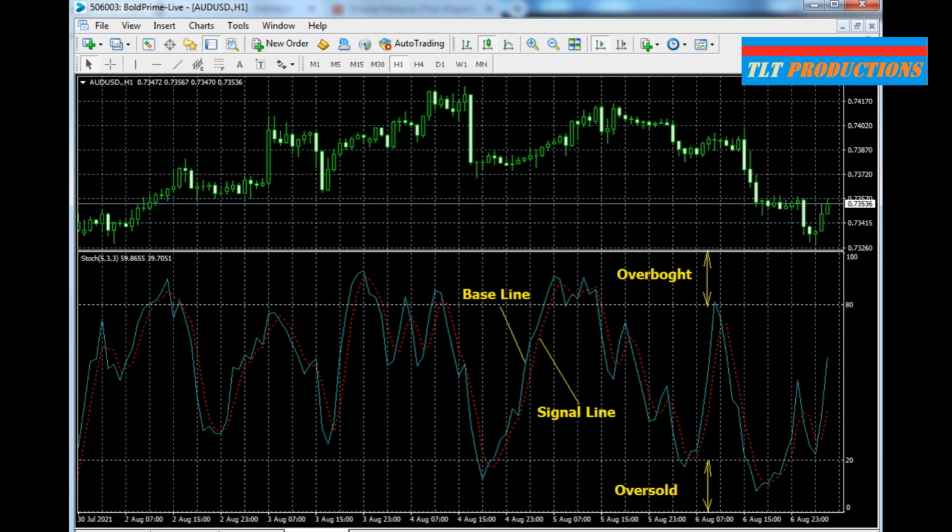The plot of the stochastic oscillator is shown in this figure. From this figure, the area between 0 to 20 is the oversold zone. The area between 80 to 100 is the overbought zone. Between 20 to 80 is a trending zone. We also have two lines in the stochastic indicator, namely the baseline with green color, and the signal line with red color.